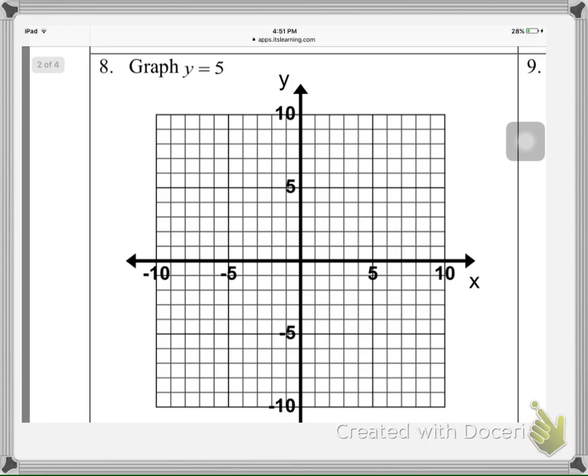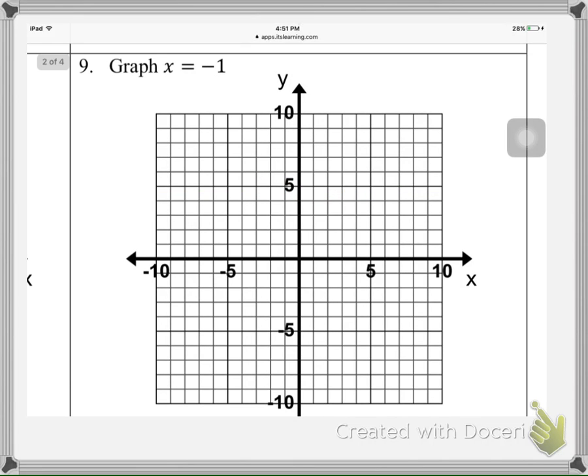Number 8, y equals 5. When you see a line that says y equals 5, it means that no matter what x is, y is 5. So we'll just look at some different x's. When x is 0, y is 5. When x is 1, y is 5. No matter what x is, y is 5. When x is 2, y is 5. When x is 3, y is 5. When x is negative 1, y is 5. When x is negative 2, y is 5. When x is negative 3, y is 5. You should be getting the point here that no matter what x is, y is 5. So that is the graph of y equals 5.